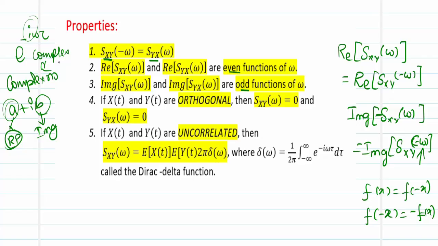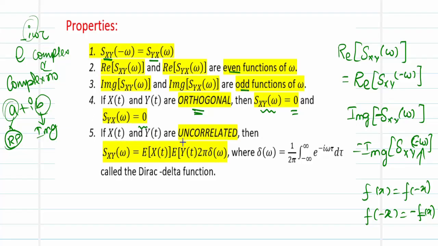So you need to keep in mind that the power spectral density is related with a complex number. The next property states that if x of t and y of t are orthogonal to one another, then what happens to the cross power spectral density? They vanish. Sxy also vanishes, Syx also vanishes. So if x of t and y of t are orthogonal, then Sxy of omega is equal to 0, and Syx is also equal to 0.